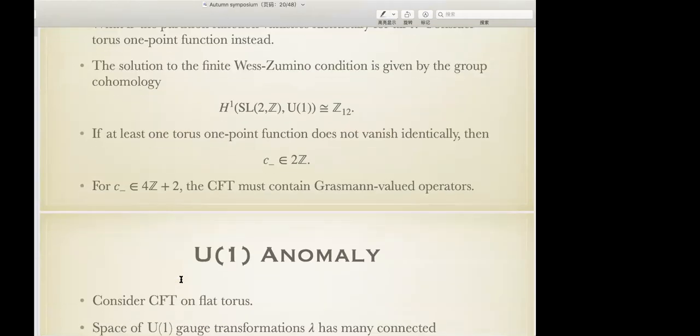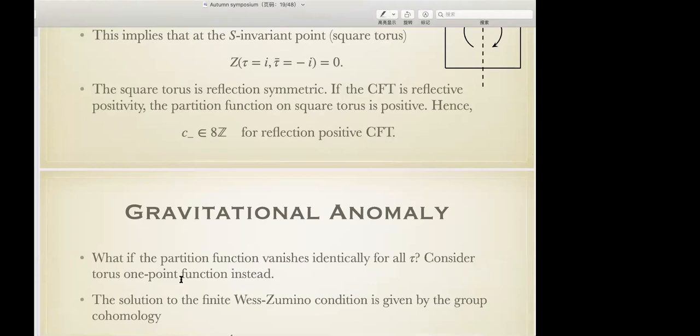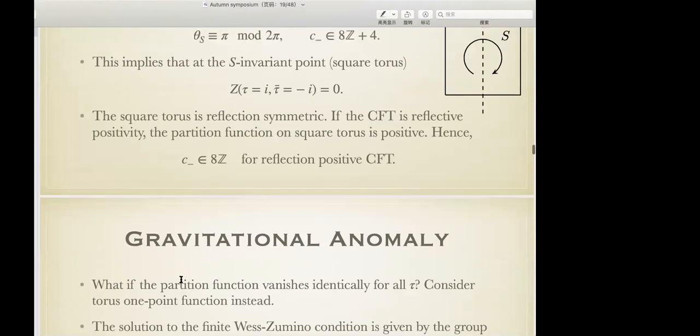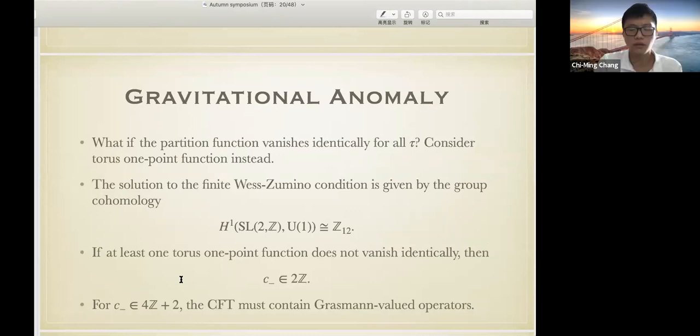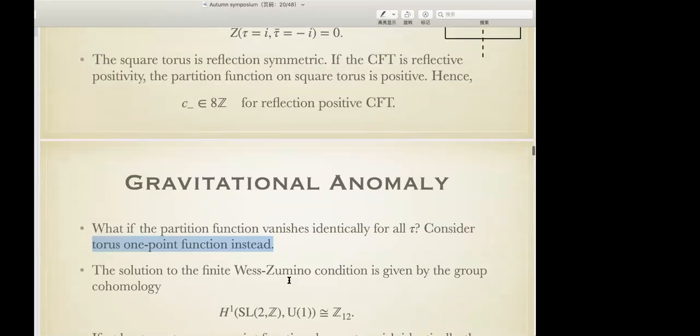Sorry, I have a naive question. I thought you assumed the partition function to be non-zero to have a well-defined theta. But I see you ended up having partition function zero. For example, for the bc ghost system, the partition function vanishes identically, but we can consider the torus one-point function. And in general, there will be at least one torus one-point function that's non-vanishing. If that's the case, we can derive that the chiral central charge equals 2 times an integer. So isn't there any contradiction in your argument?